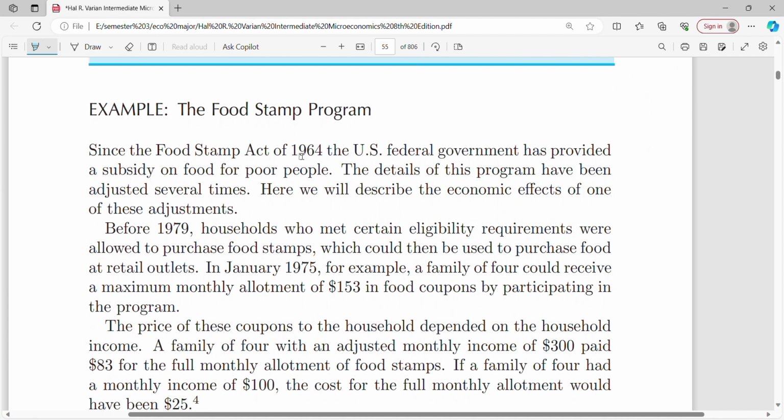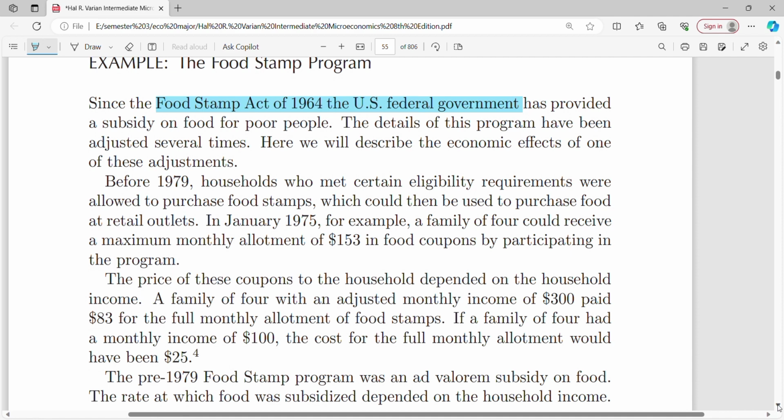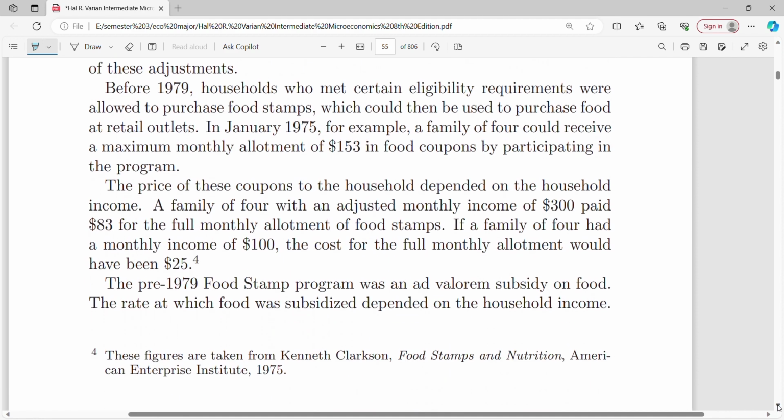Since the Food Stamp Act of 1964, the US federal government has provided a subsidy on food for poor people. The details of this program have been revised several times, so we can discuss the economic effects of this particular scheme. Before 1979, households who met certain eligibility requirements were allowed to purchase food stamps, which could then be used to purchase food at retail outlets.